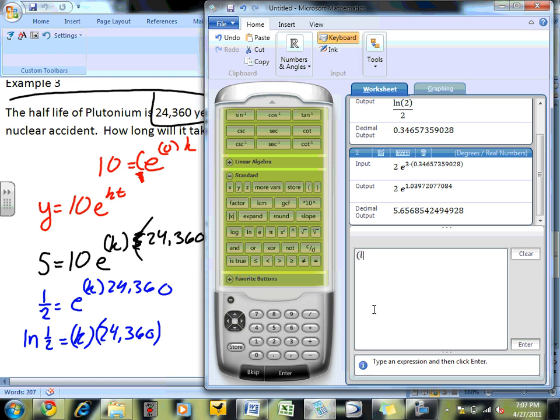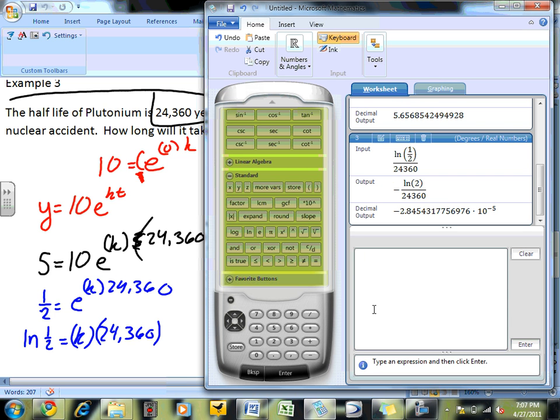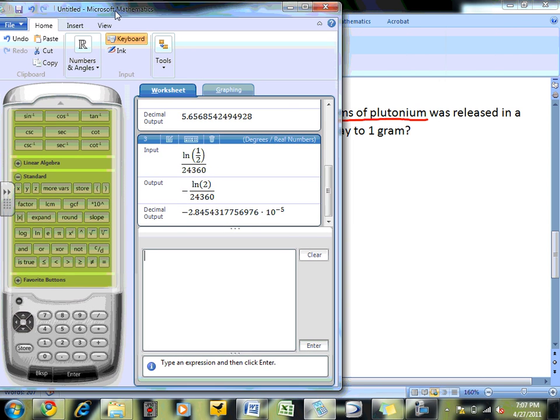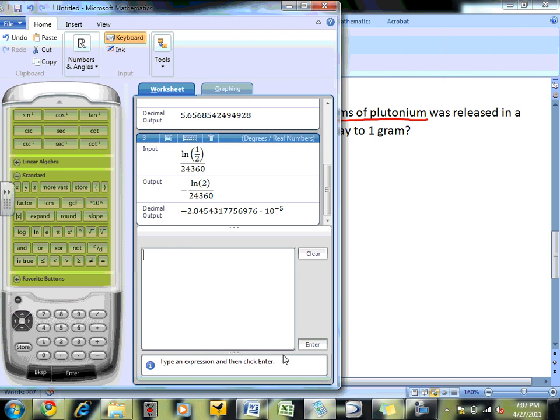So we're going to say natural log of 1/2 divided by 24,360, and we get some ridiculously small number. Okay, and I'm going to move my calculator over to this side over here because we're going to work it on that side here in a little bit.